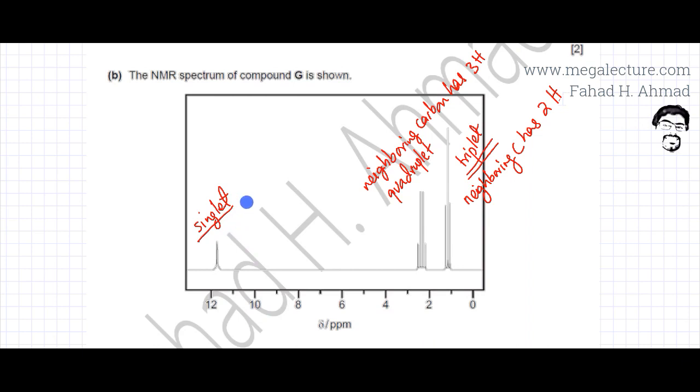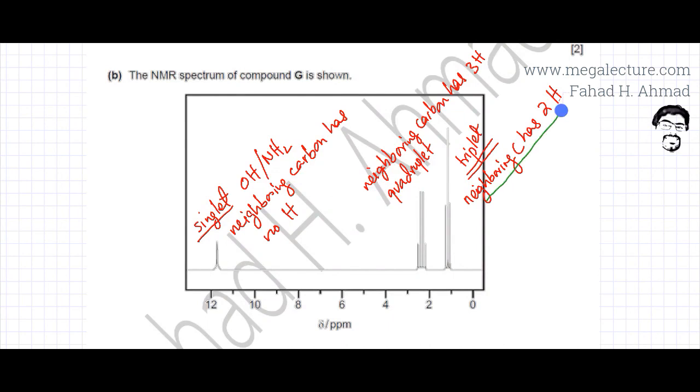So neighboring carbon has no hydrogen, or it could be an OH peak or an NH2 peak. Or the third option is that the neighboring carbon has no hydrogens. So the peak splitting would indicate what the neighborhood would look like. Now, if a neighboring carbon atom has 2 hydrogens, that indicates that the atom next to it is probably CH2. Only then the neighboring carbon atom has 2 hydrogens. And similarly, if the neighboring carbon atom has 3 hydrogens, and it's giving you a quadruplet peak, that would indicate that the neighboring carbon atom is probably CH3. The neighboring carbon atom has 3 hydrogens.